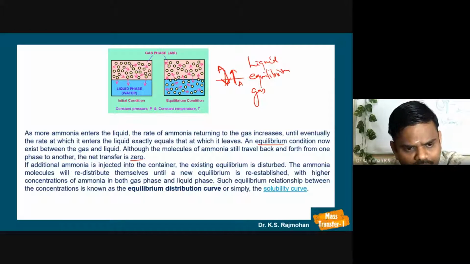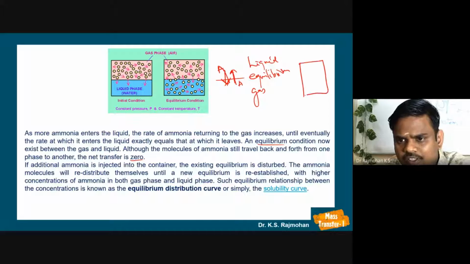What will happen if additional ammonia is injected into the container? The existing equilibrium is disturbed. If you already had a certain amount of A and B mixture, and then you had the liquid, C, right? What will happen if you freshly inject some more solute? Obviously it will try to establish a new equilibrium, with a higher concentration of ammonia in both gas phase and liquid phase. Initially the difference in concentration may be there, but at equilibrium we will have a new fixed amount.